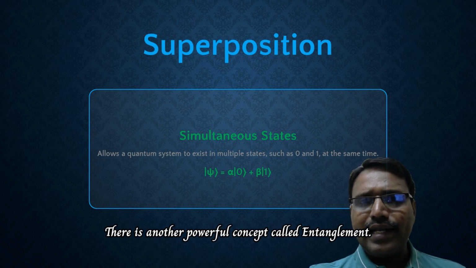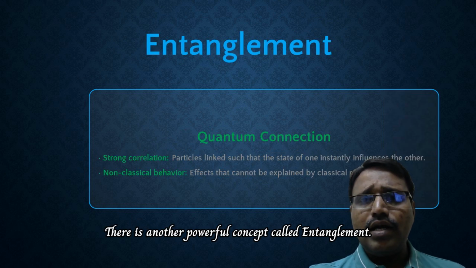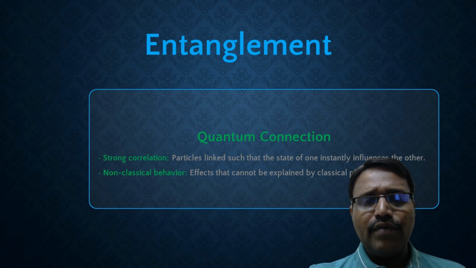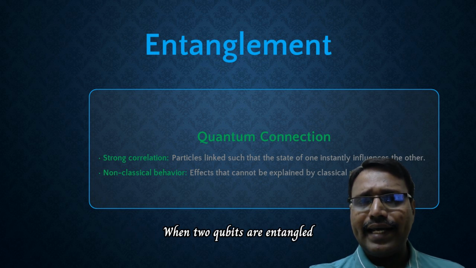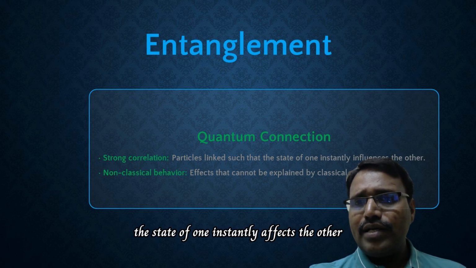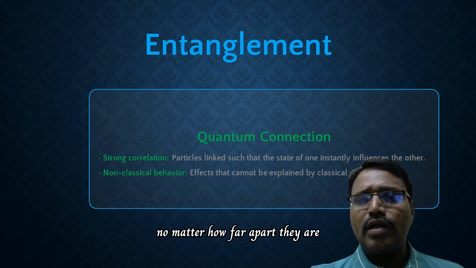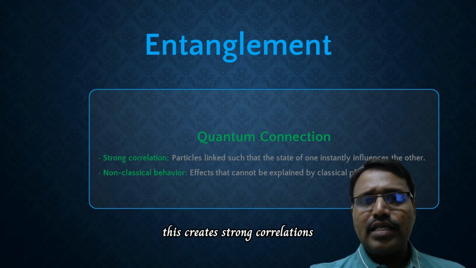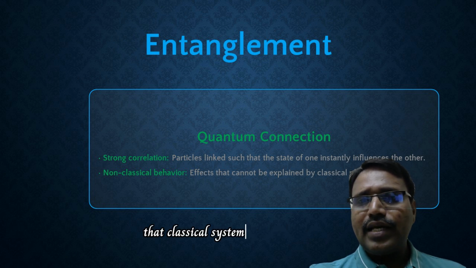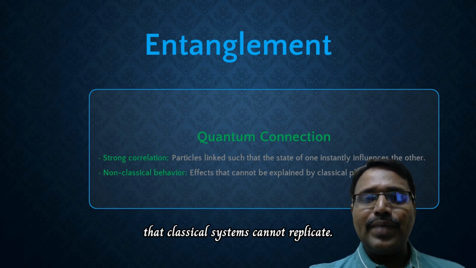There is another powerful concept called entanglement. When two qubits are entangled, the state of one instantly affects the other, no matter how far apart they are. This creates strong correlations that classical systems cannot replicate.